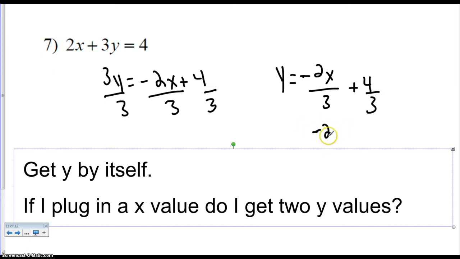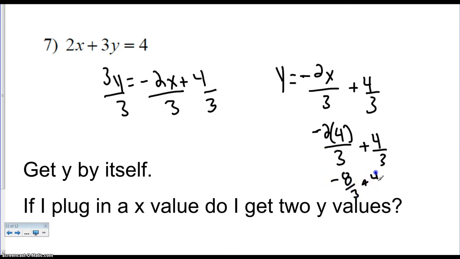I'm just coming up with numbers in my head. There's nothing scientific about this. So if I do negative 2 times 4 over 3 plus 4/3, okay, that's negative 8/3 plus 4/3. Now if I look at this, I get negative 4/3. Can I plug in 4 and get a different y value? No. So this is a function.